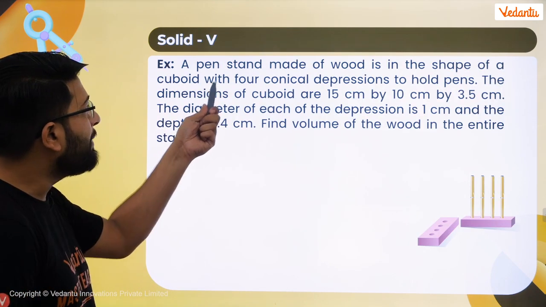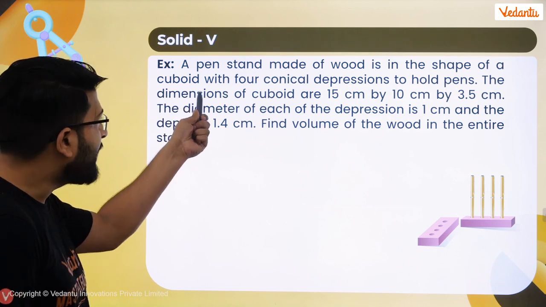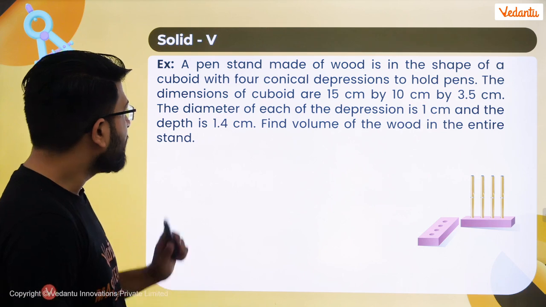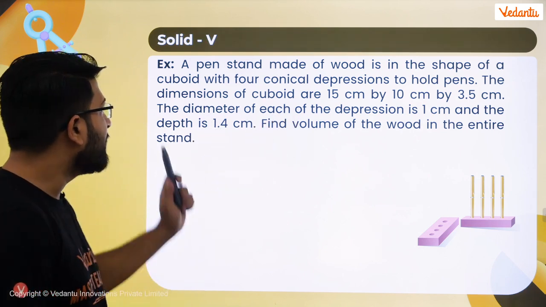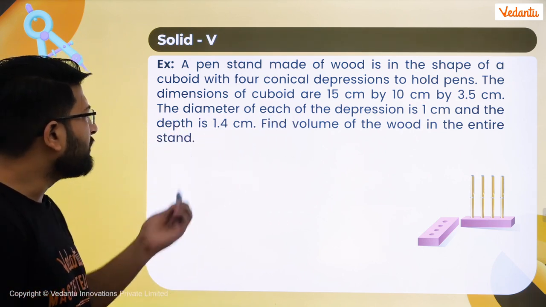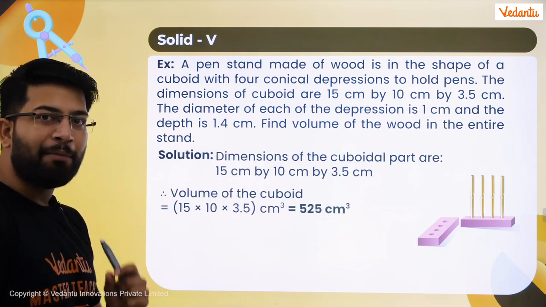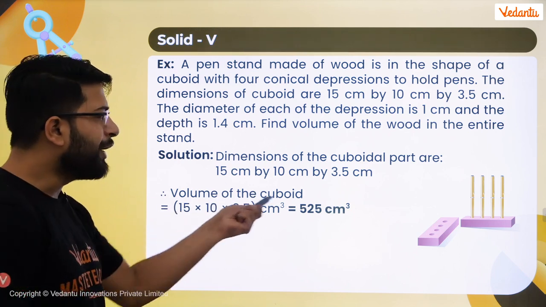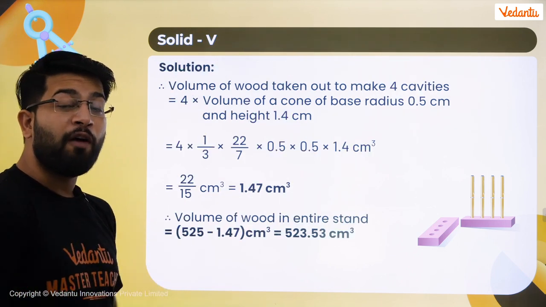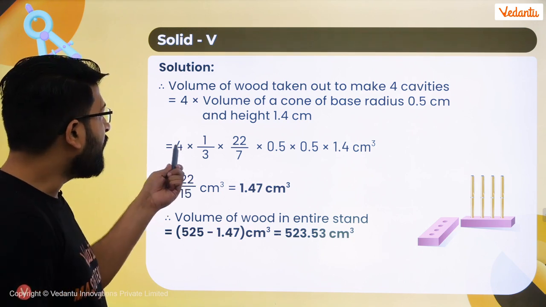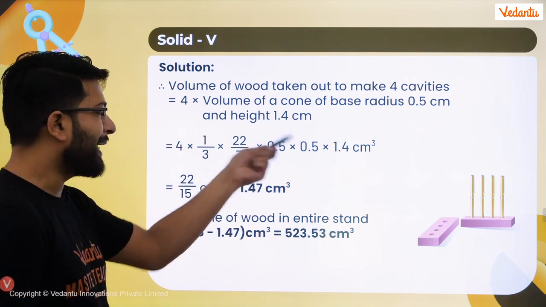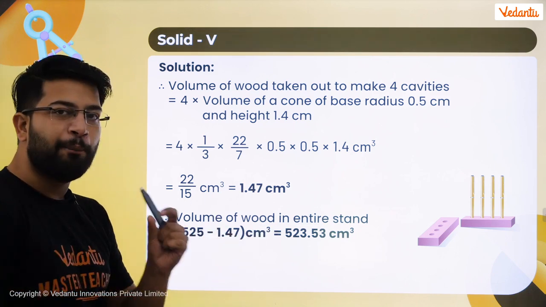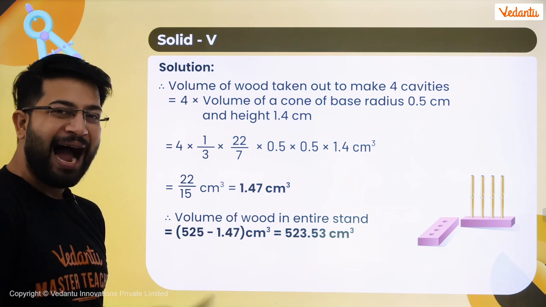In this one, a pen stand made of wood in the shape of a cuboid with 4 conical depressions. The dimensions of the cuboid are given. The diameter of each depression is given and depth is also given. Find the volume of the board. Very easy. The volume of the cuboid minus volume of the 4 conical sections. That's it. Volume of cuboid is L into B into H. Dimensions are given. Volume of 4 conical parts is 4 into 1 by 3 pi r square h. I got the answer. Now simple, subtract both of them. We will get the volume of wood in the entire stand. I hope it is clear.